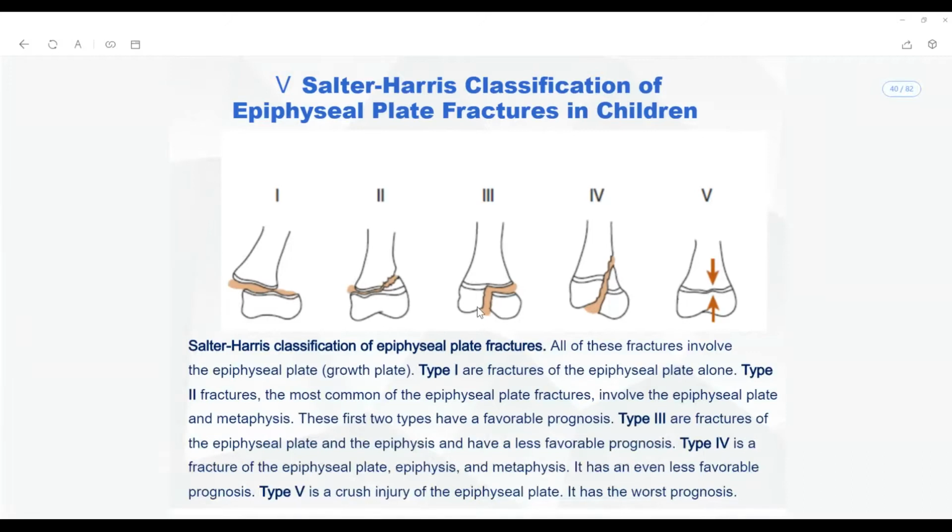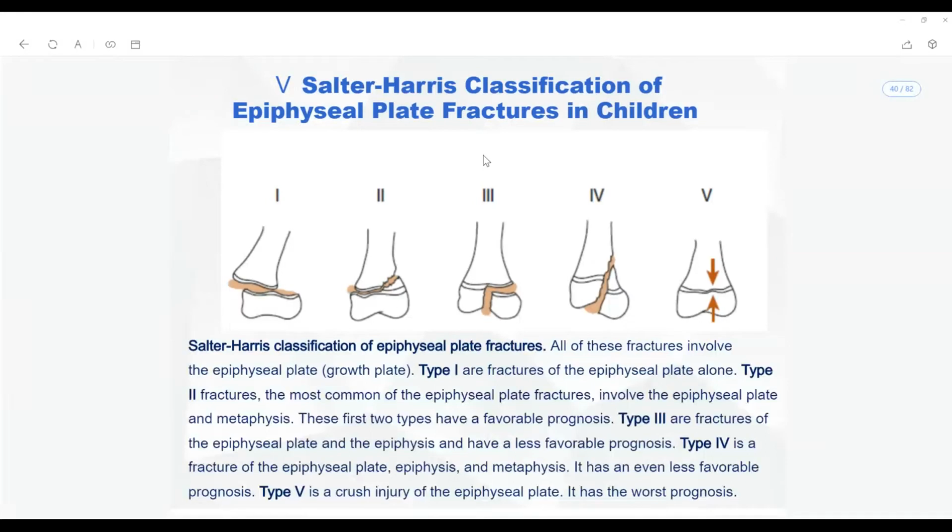They will be remembered as SALTER, where S stands for separated growth plate. A stands for type 2, where the metaphysis, proximal to or above the growth plate, is involved. So metaphysis along with growth plate is A grade. L grade is the epiphysis along with the growth plate, lying below or distal to the growth plate. So it is type 3.